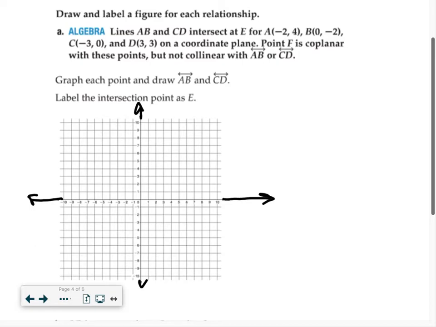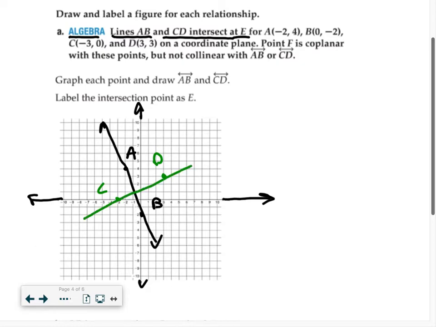All right, so let's talk about lines AB and CD intersecting at point E. Let's draw this. So AB, A is negative 2, 4. So that's point A. Point B is 0, negative 2. As best we can, I'm going to connect those a little better. Looks a little better. And then let's do CD. These lines are supposed to intersect. C is negative 3, 0, and D is 3, 3.